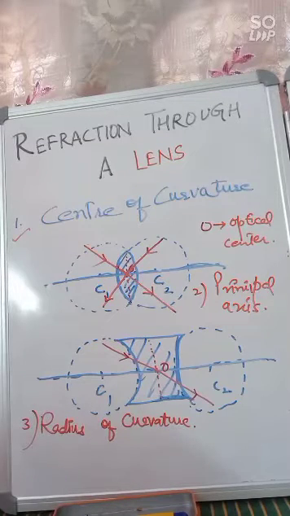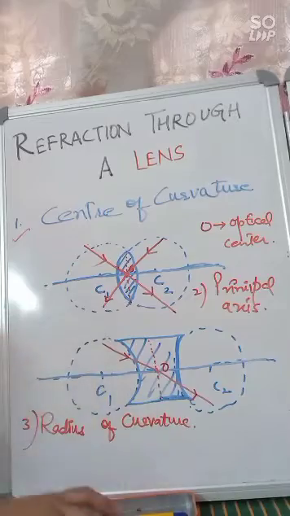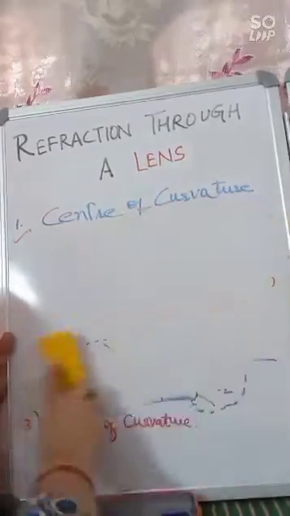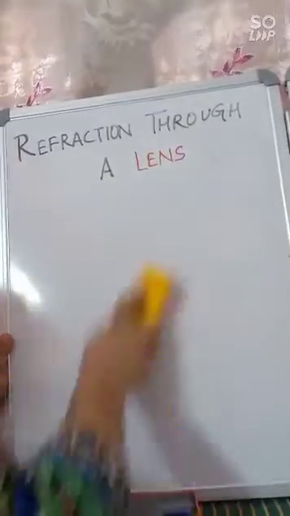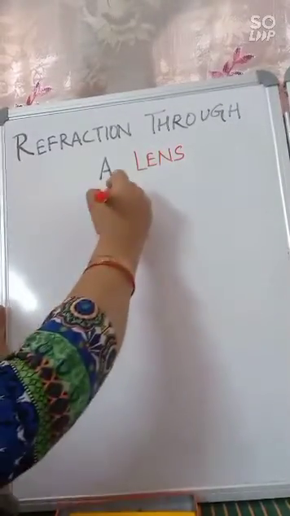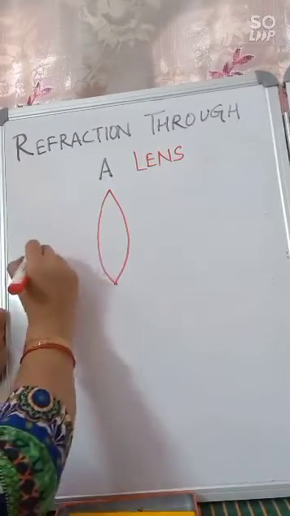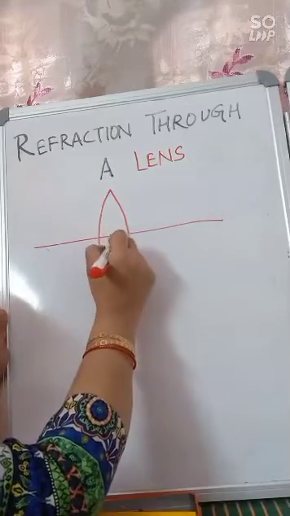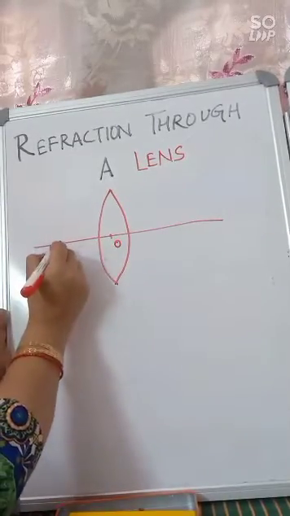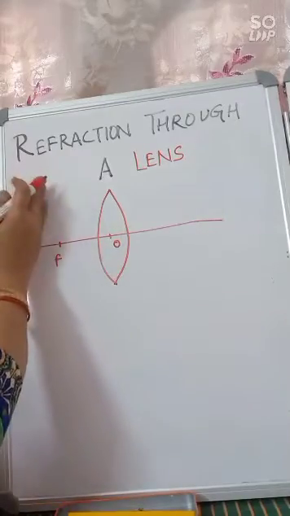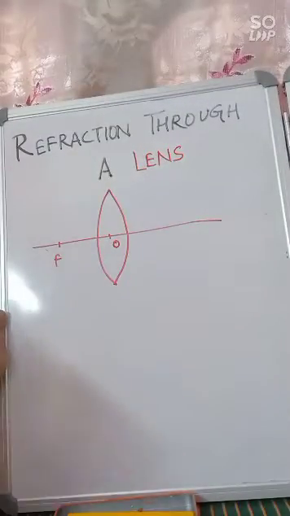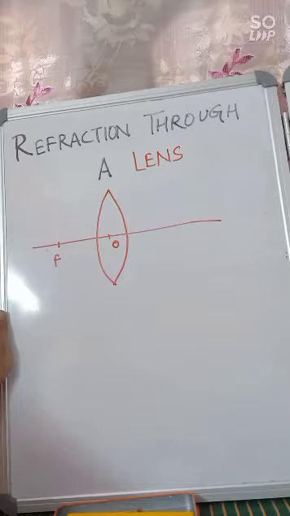If the medium is the same on both sides of the lens, then the two foci are situated at equal distance from the optical center. Like here, let me draw the diagram again. Suppose I'm talking about this lens. A convex lens is there, right? So this is your principal axis. This is your optical center, right? Light can enter through this face as well as through this face, right? So as I told you, we have two principal foci.